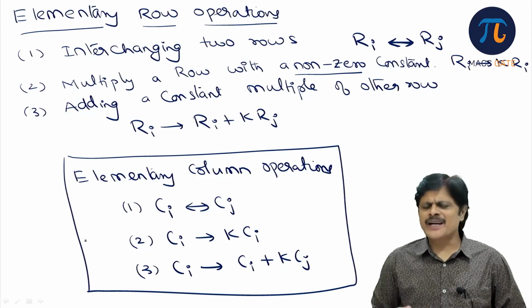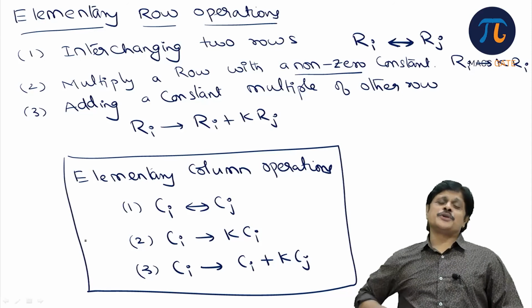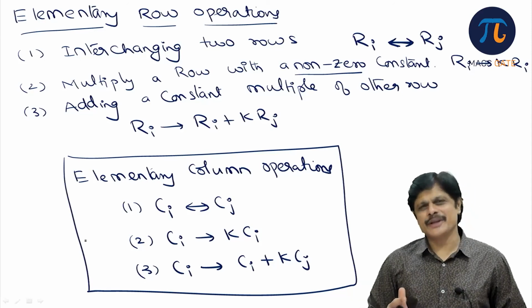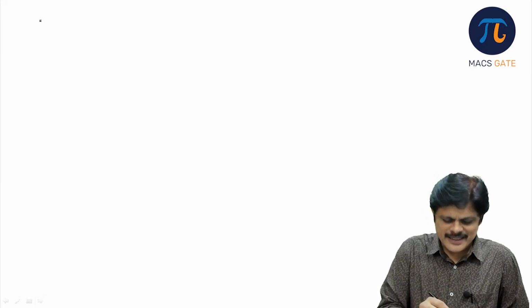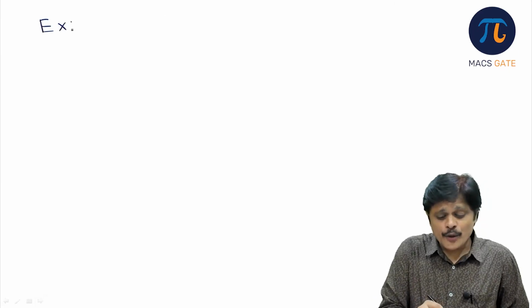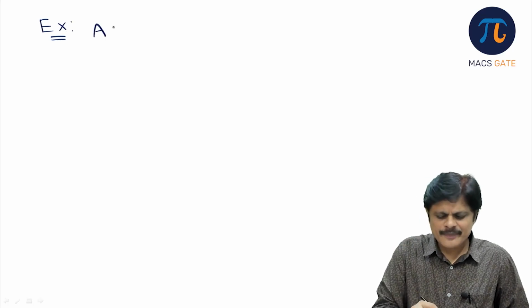Okay, for some parts we can also apply column operations, but I will tell you how to do it without using column operations for those problems also. So let us quickly understand these elementary row operations with one example. I am only giving you row operations.